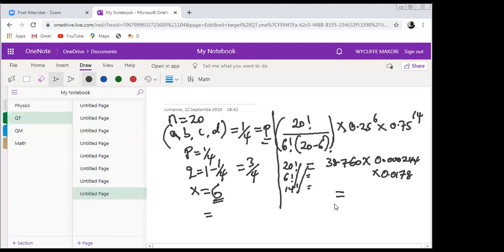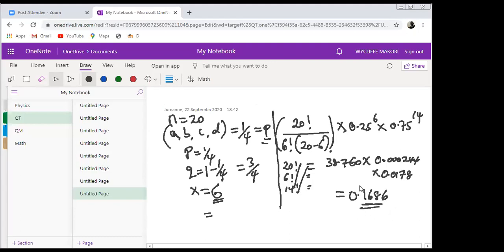What are you getting? If I do the whole thing, I'm getting 0.1686. But I want you to do it yourself.